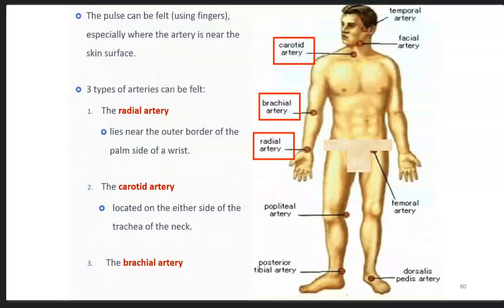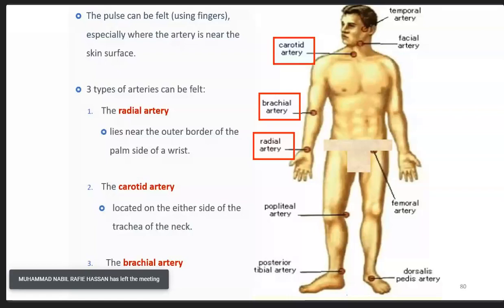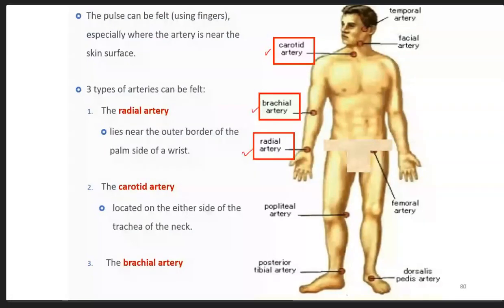So this diagram shows you the usual places where you can detect the pulse: at the carotid artery, at the brachial artery, and also at the radial artery. You have other arteries located elsewhere in your body, but these three are the most common arteries to detect your pulse rate.